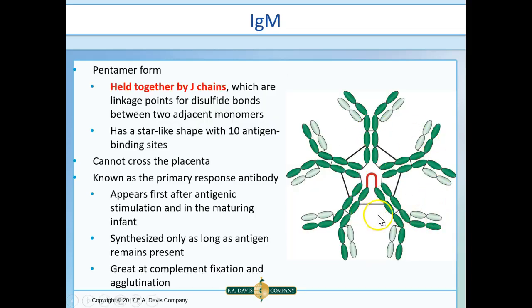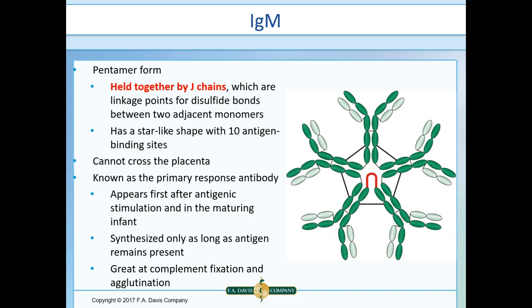It's kind of like a star-like pattern, I guess. This one cannot cross the placenta. It's known as the primary response antibody. So if you think of somebody getting sick with the chickenpox for the first time, somebody is exposed to the chickenpox, their body will have kind of a longer lag phase, and I'll show you a picture of this here in a minute.